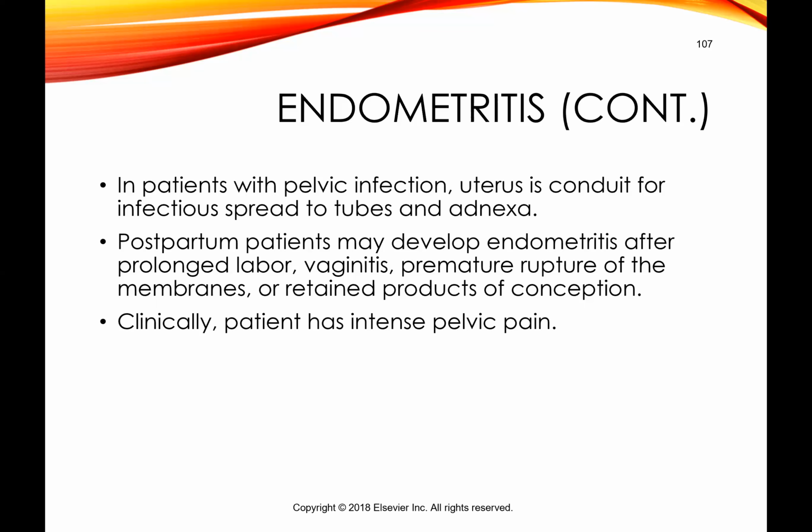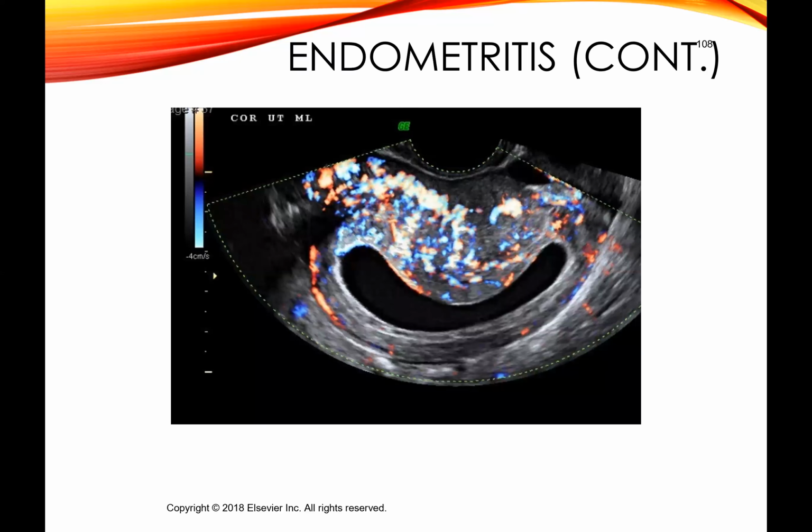The thing with endometritis is the patient has horrible, intense pelvic pain. Most of the time when patients have pelvic inflammatory disorder, you can barely do a transvaginal on them. They almost jump off the table because of just the intense pain. This is endometritis, a fluid-filled endometrium. And look at the vascular flow around there. It just is lighting up because usually with infection, you have increased vascular flow.